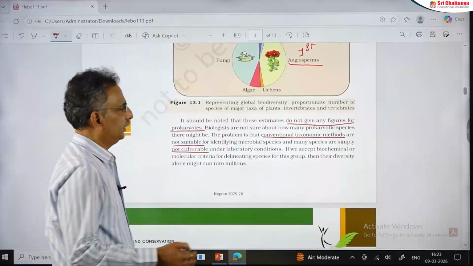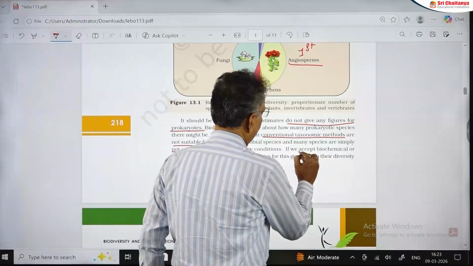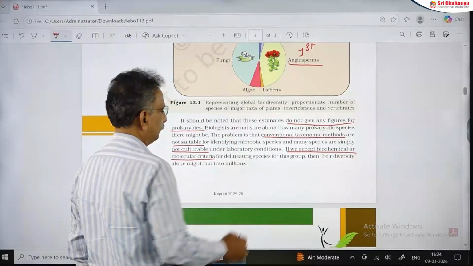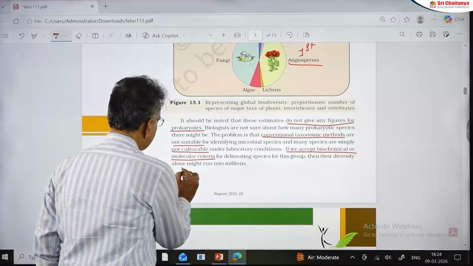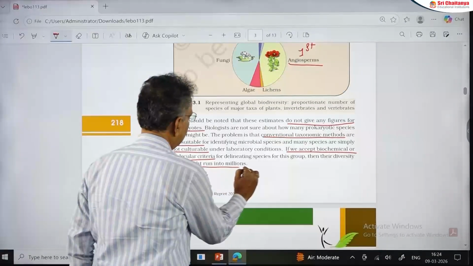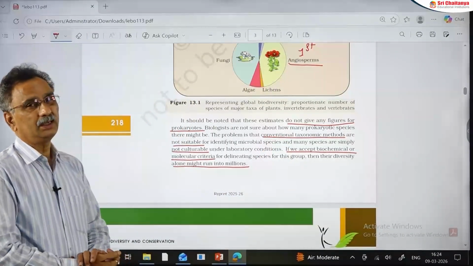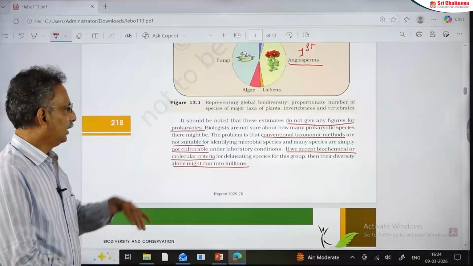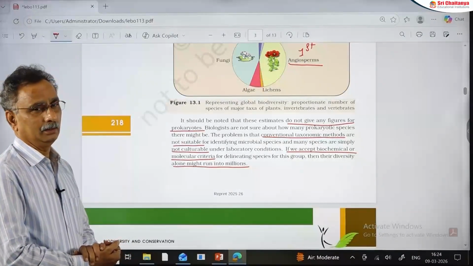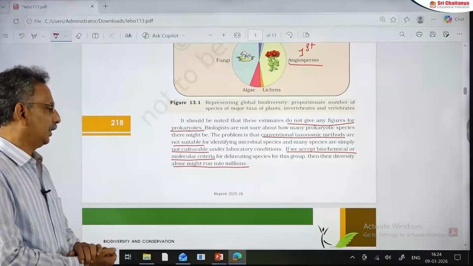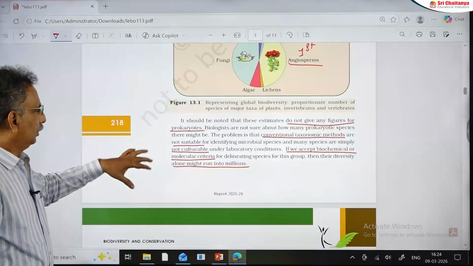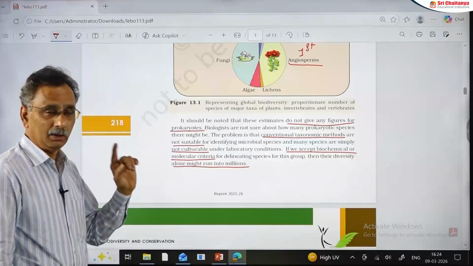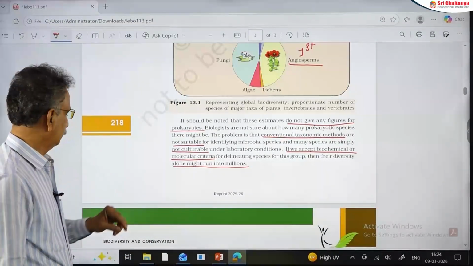Another limitation is that if we accept biochemical or molecular criteria, then the diversity itself might run into millions. So these are the limitations in accounting for the diversity occurring in prokaryotes, which we cannot deal with. So all the data that Robert May and others have estimated is applicable only to eukaryotes.